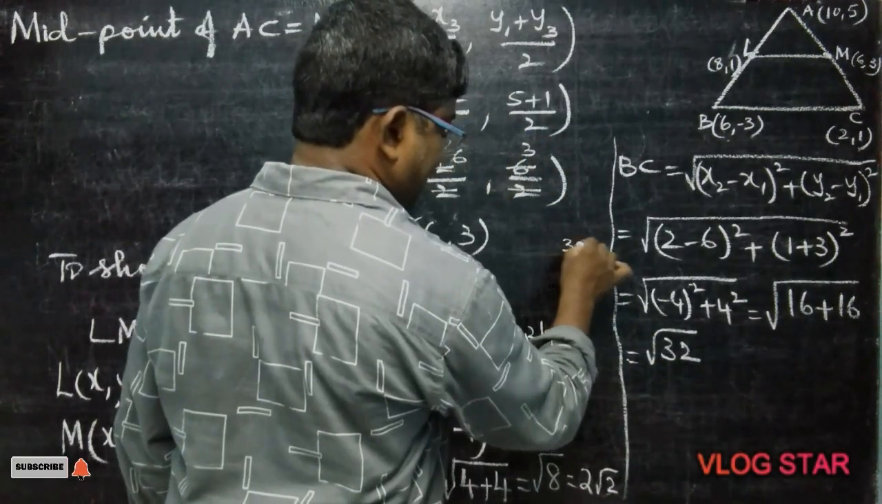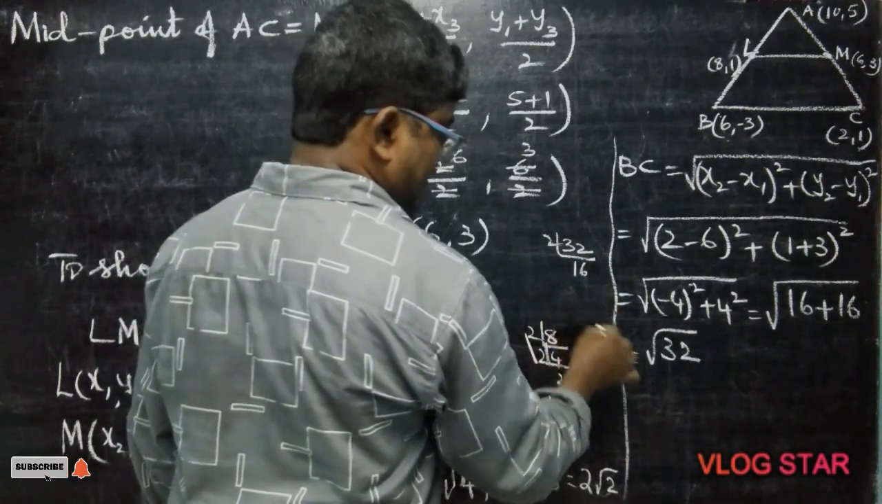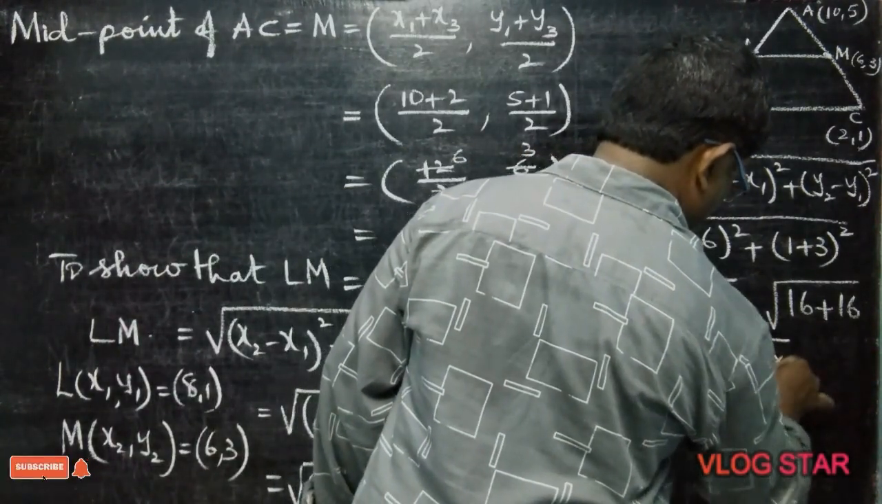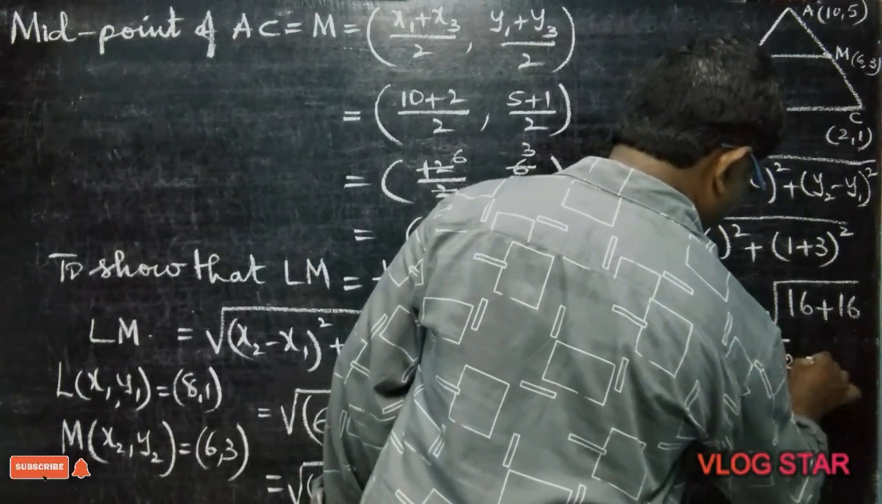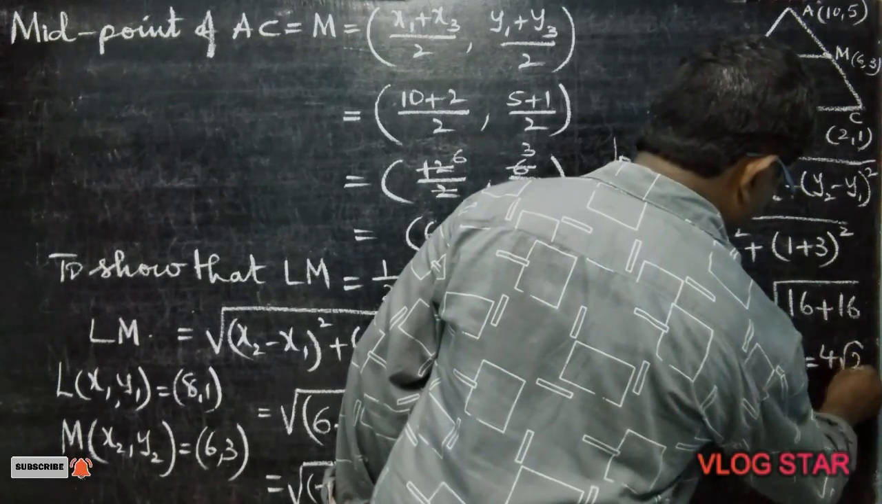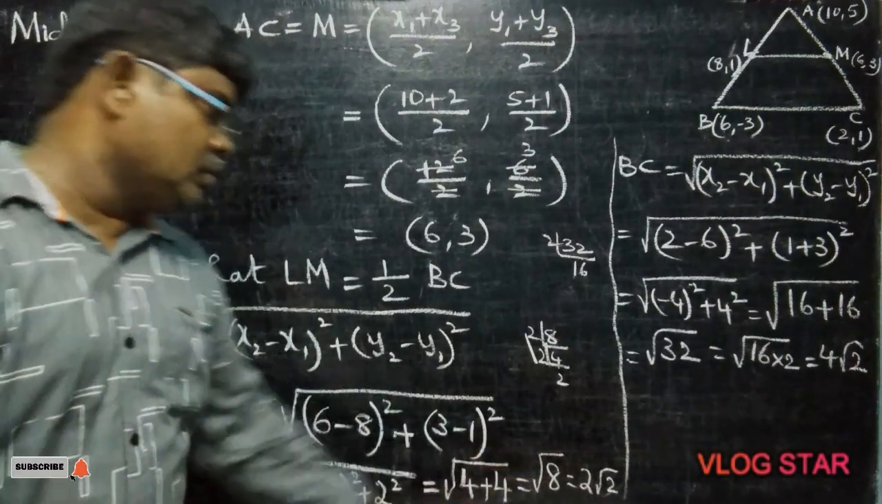For 32 also find the factors. You can write it as 16 into 2. 16 times 2 is 32. Square root of 16 is 4. So 4 root 2. So we got BC as 4 root 2 and LM as 2 root 2.